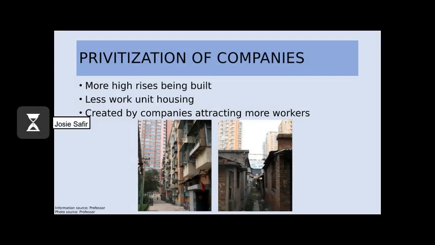The privatization of companies also attracts people to the cities. There is an increase in the construction of high rises as opposed to work unit housing. This difference can be seen in the foreground and the background of the photos. Here's an example of work unit housing, and then in the background, here are the high rises.